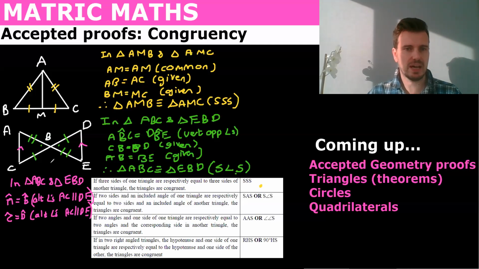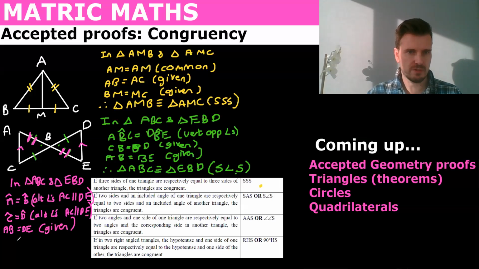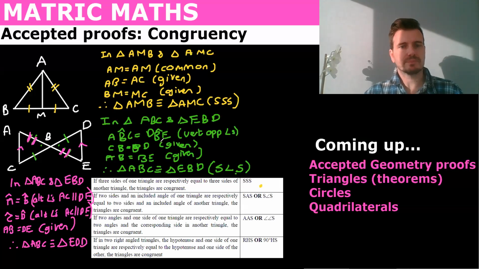Okay, and finally, we just need a side. So let's say that we were given that these sides were equal. So they again told you that AB equals BE. So we'd say AB equals BE given. Therefore, triangle ABC is congruent to triangle EBD. Okay, so that's the pink one. We've done the green one. We've done the yellow one.